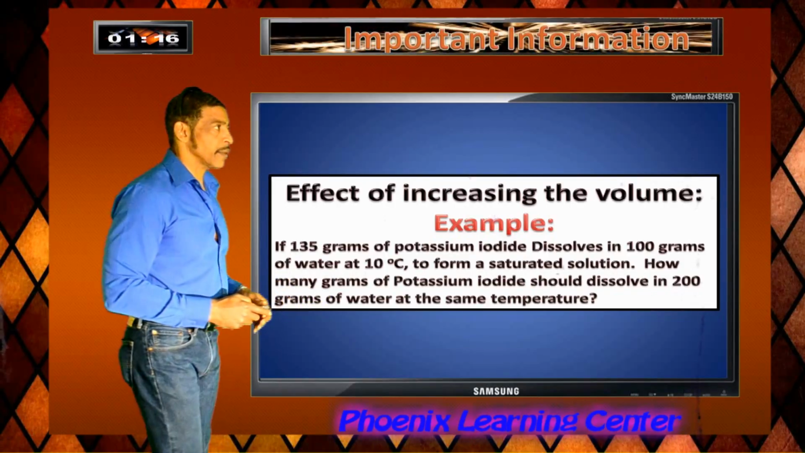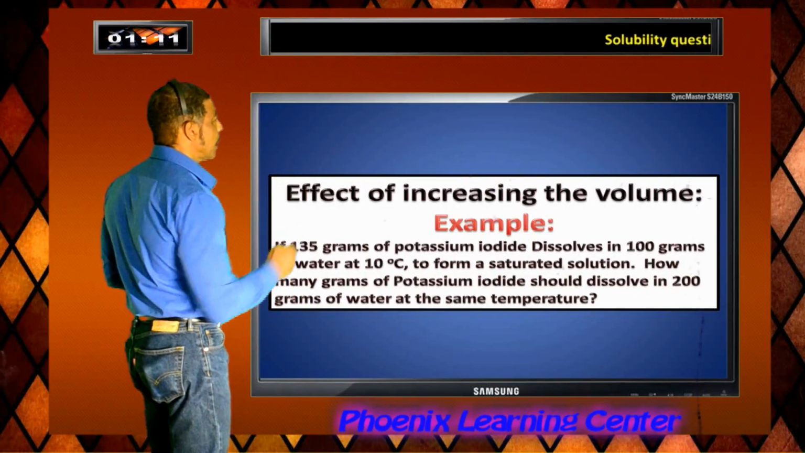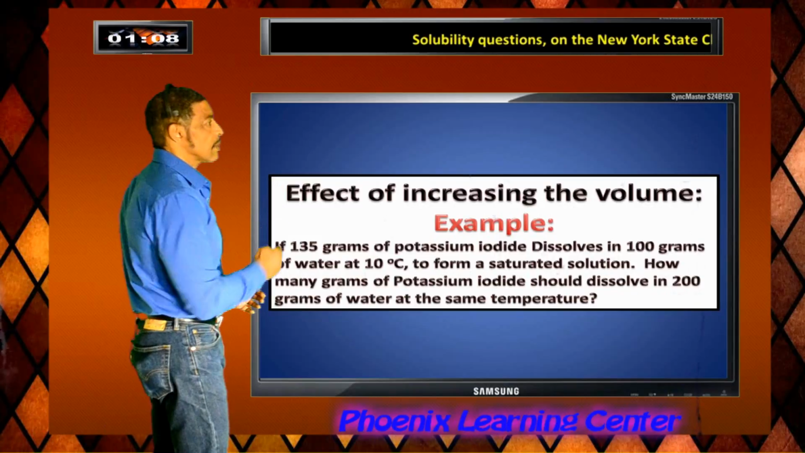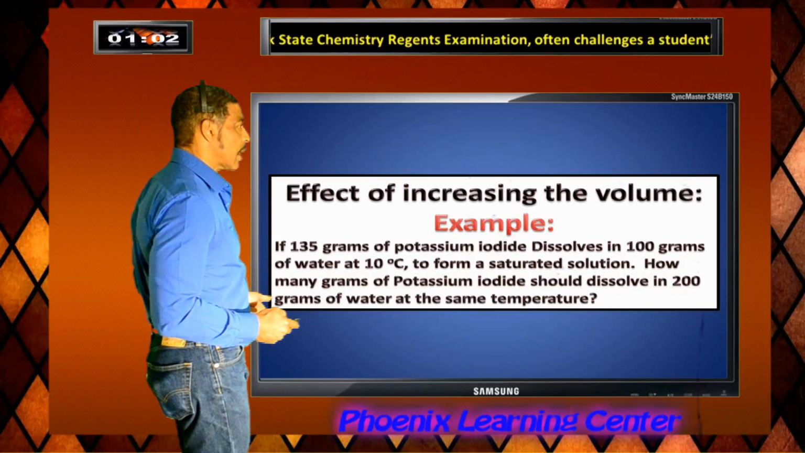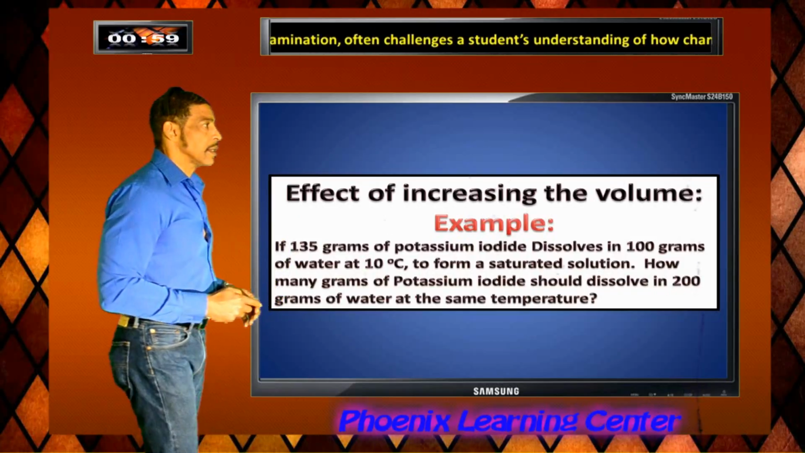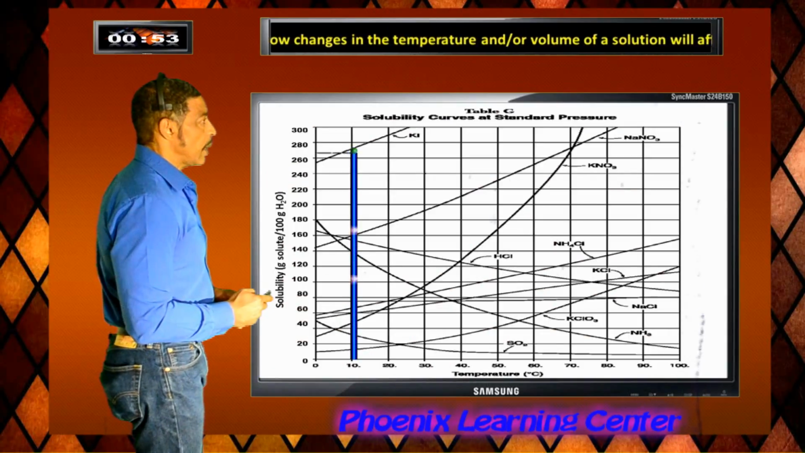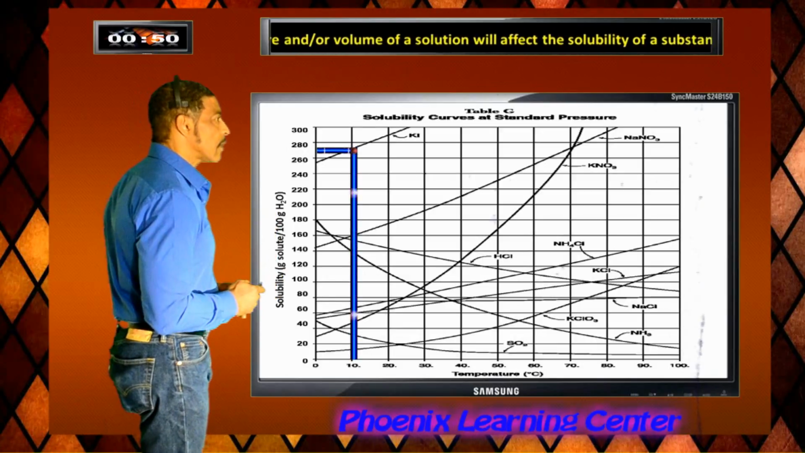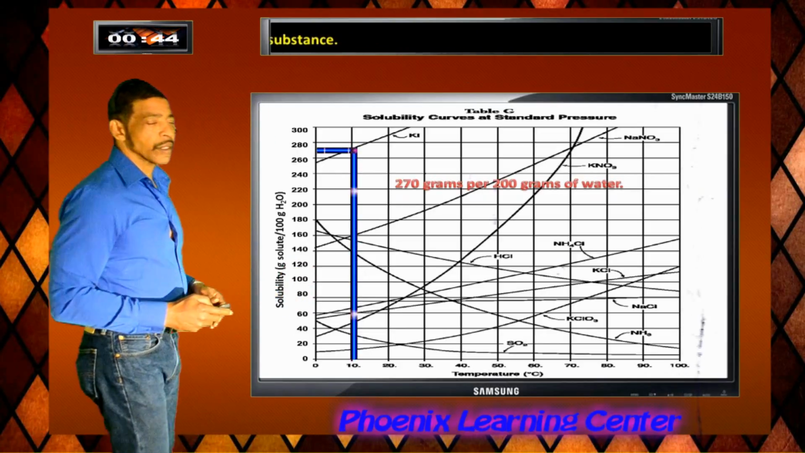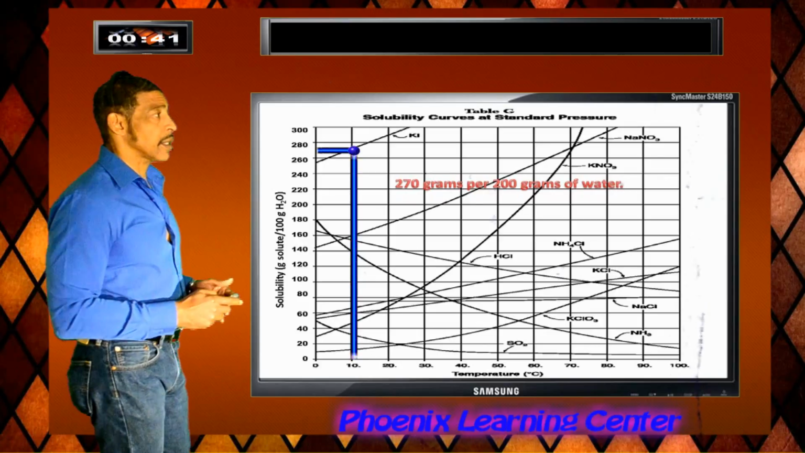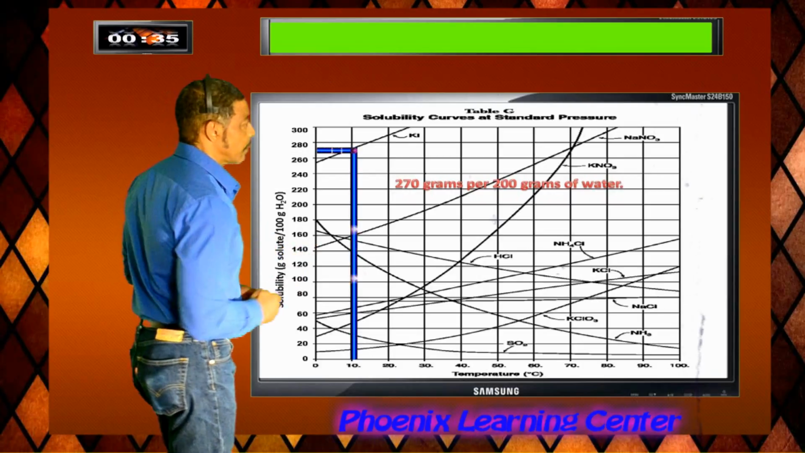Now for the effect of increasing volume. Consider this example. If 35 grams of potassium iodide, KI, dissolves in 100 mL of water at 10 degrees to form a saturated solution, how many grams of KI should dissolve in 200 grams of water at the same temperature? In this particular case, we have double the volume of water, and doubling the volume of water doubles the amount of salt that can dissolve. Therefore, in 200 grams of water, 270 grams of KI will dissolve to form a saturated solution.